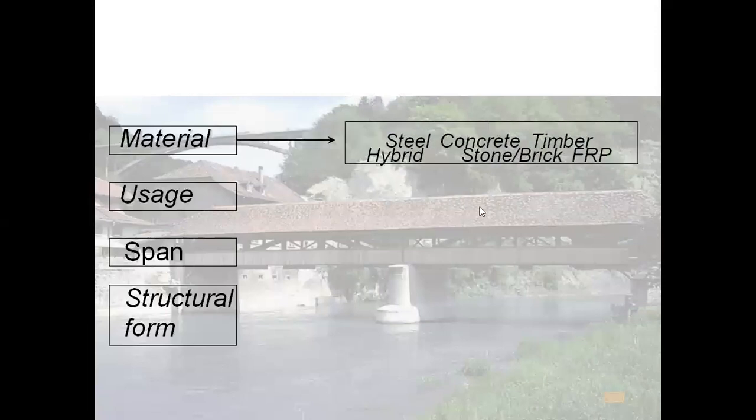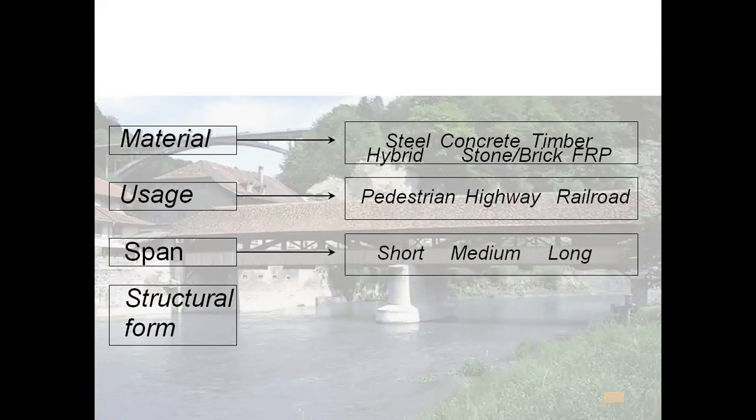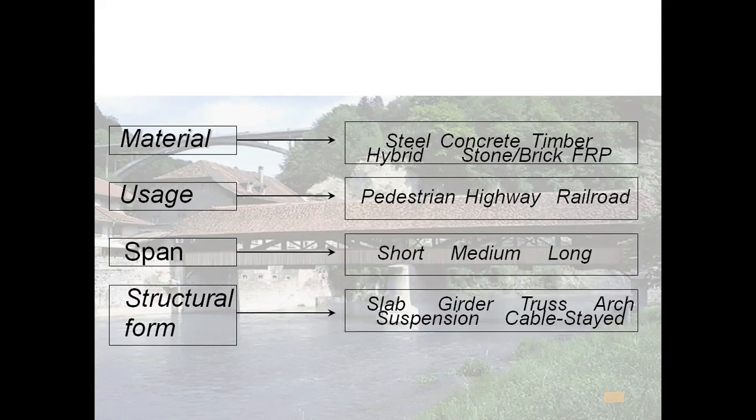And next one, when you want to plan a bridge, it relates with the materials, the usage, and again span and structural form. So let's see the materials. With what materials can you construct a bridge? You can construct a bridge with steel. You can construct a bridge with timber. You can construct a bridge with concrete, and there will be hybrid bridges, which have steel and concrete.